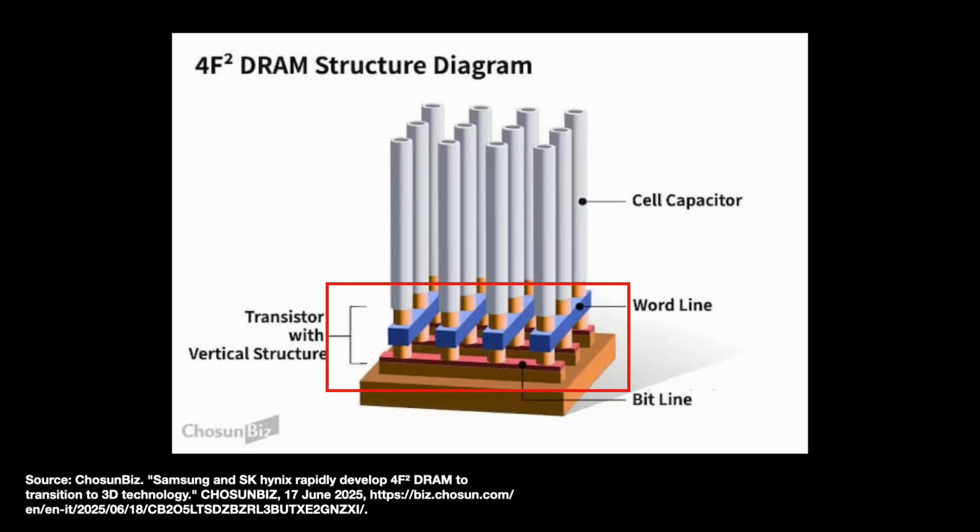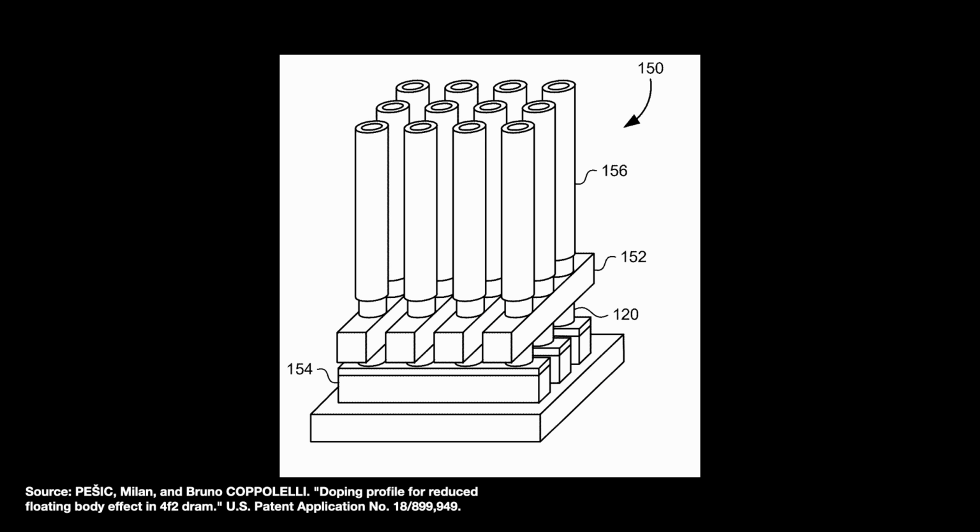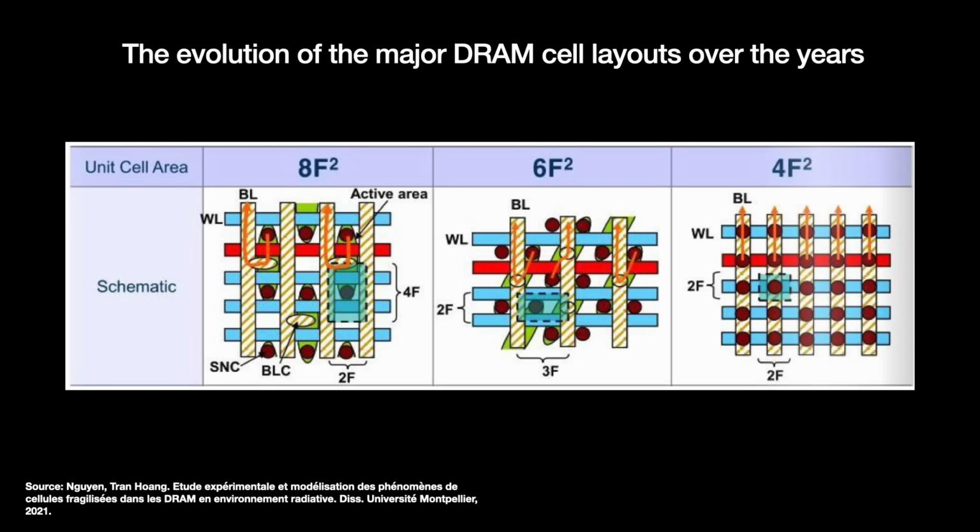This makes them susceptible to something called the floating body effect. This is where charge slowly accumulates inside the transistor, creating an accidental voltage which causes the capacitor to leak information. So DRAM continues to physically shrink, but gains are slow, and what comes next is unclear.